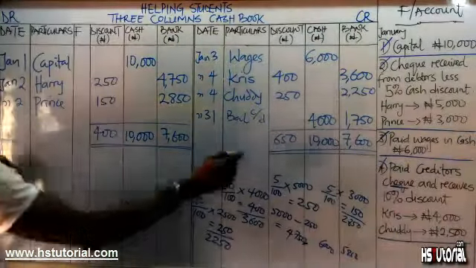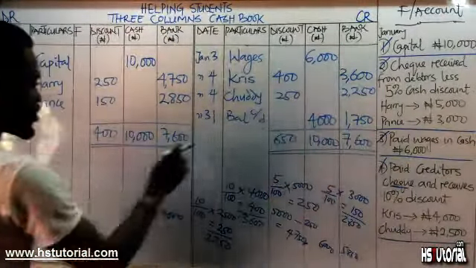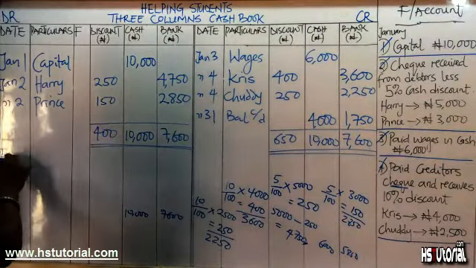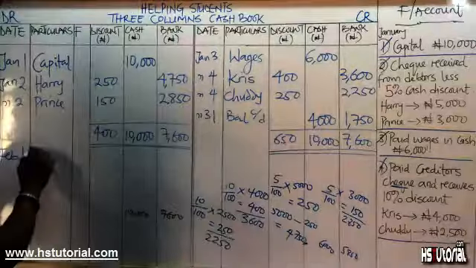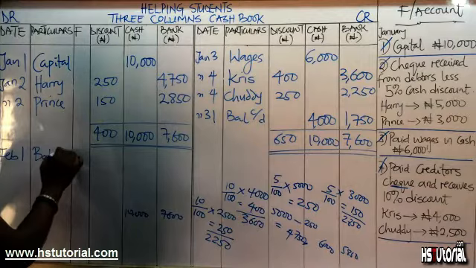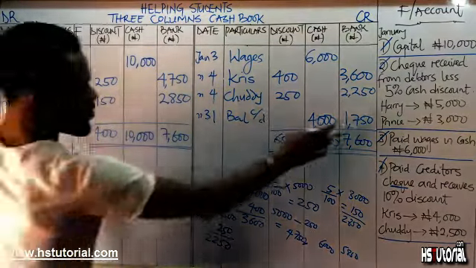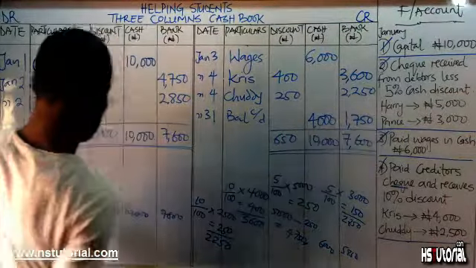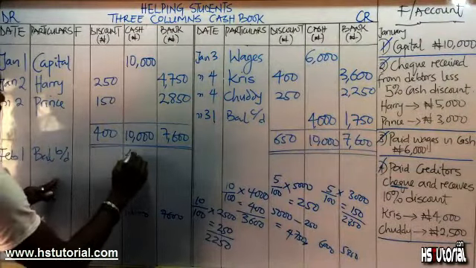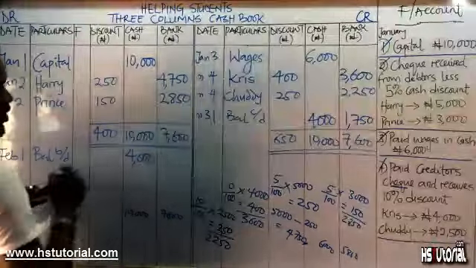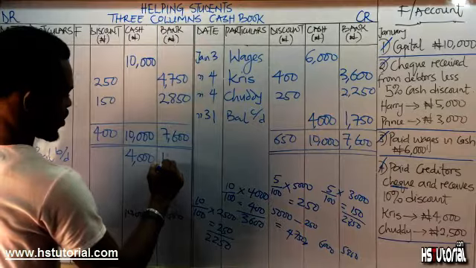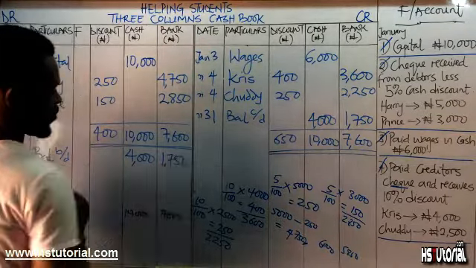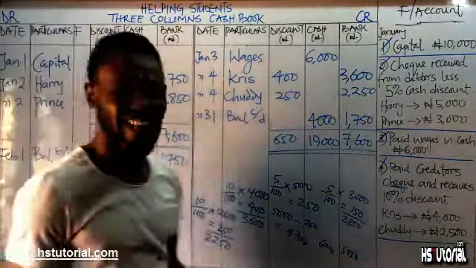So what we do here is, on the first date of the next month, which is February 1st, we'll now have what? Our balance brought down. So what do we have? We have 4,000 and we have 1,750. So we'll write them here respectively. 4,000 and 1,750. So that is it.